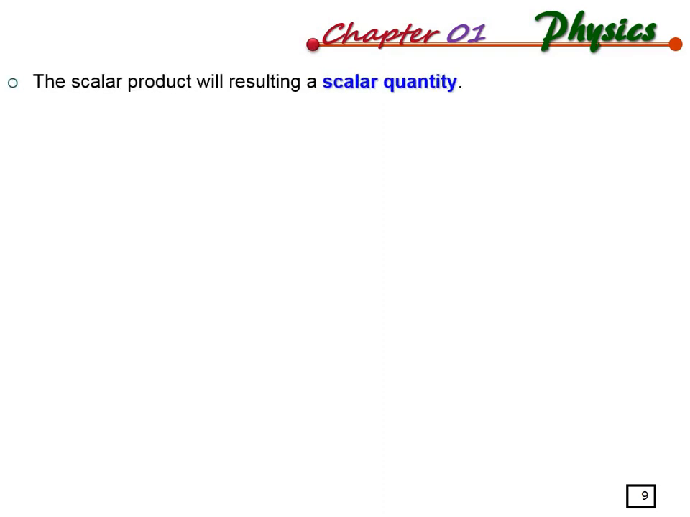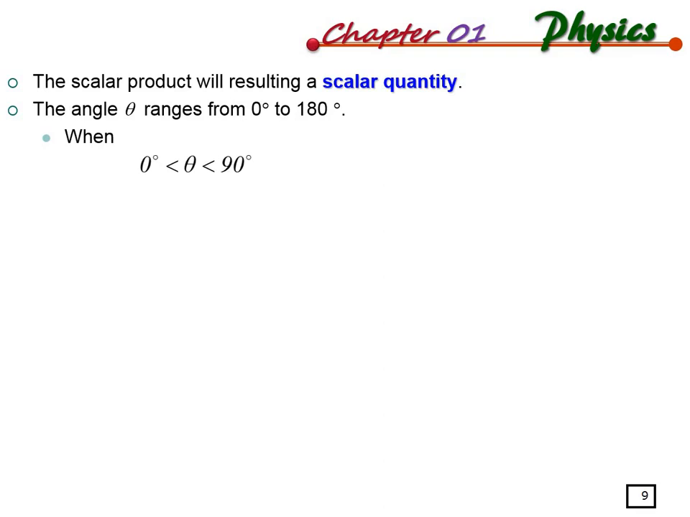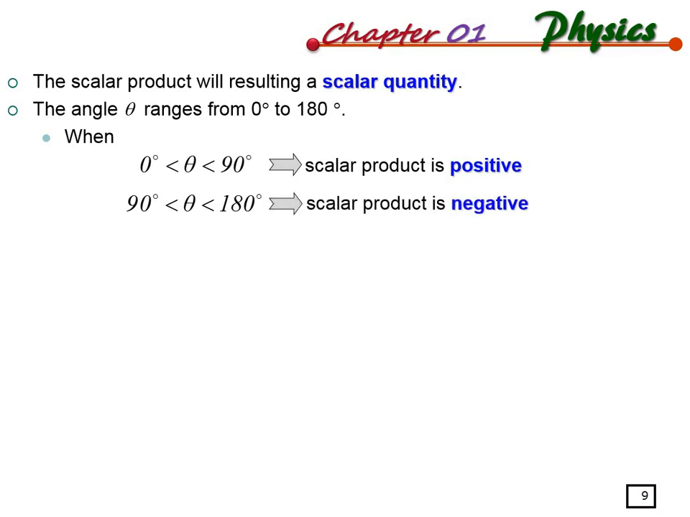The scalar product will result in a scalar quantity. The angle theta ranges from 0 to 180 degrees. When theta is between 0 and 90 degrees, the scalar product is positive. When theta is between 90 and 180 degrees, the scalar product is negative. But when theta is 90 degrees, the scalar product is 0.